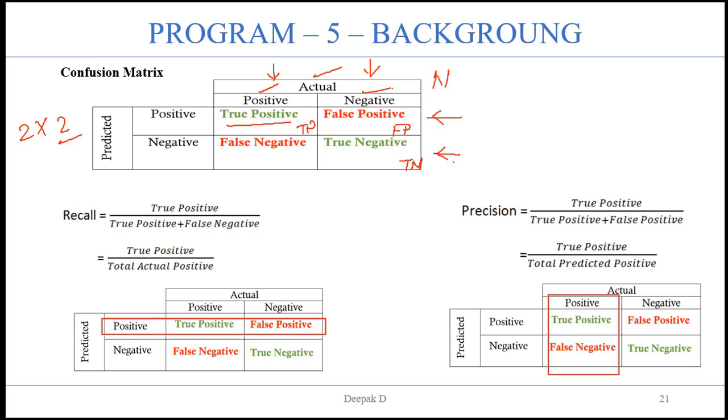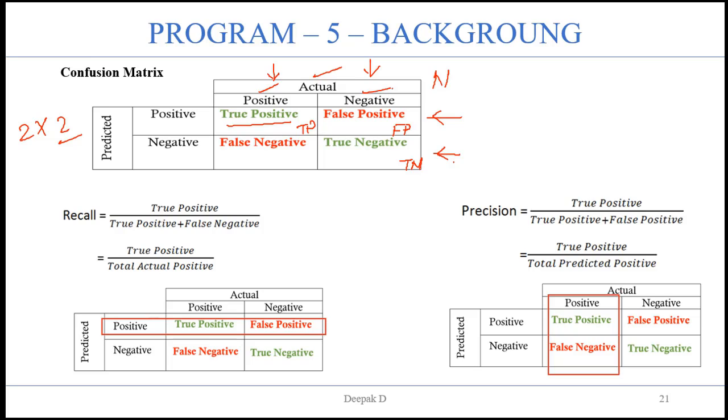Here the actual value was negative, but the model falsely predicted a positive value, and this type of error is called a type 1 error.